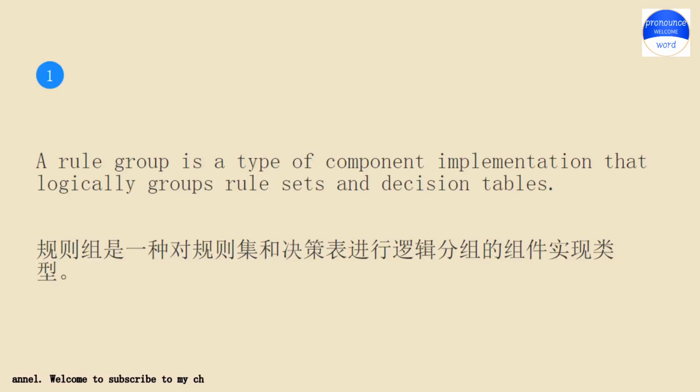A rule group is a type of component implementation that logically groups rule sets and decision tables.